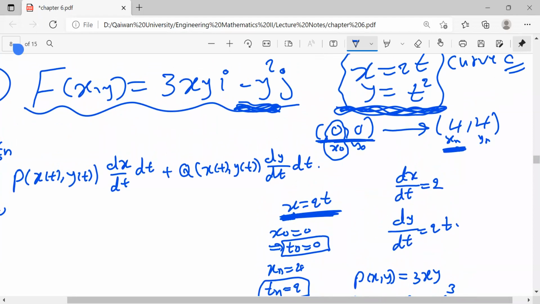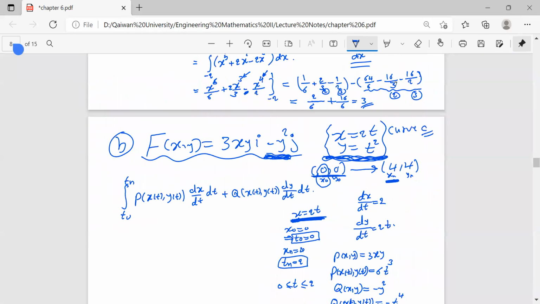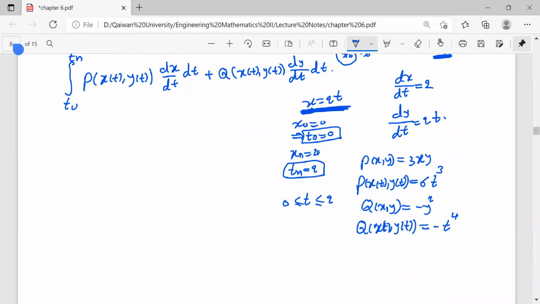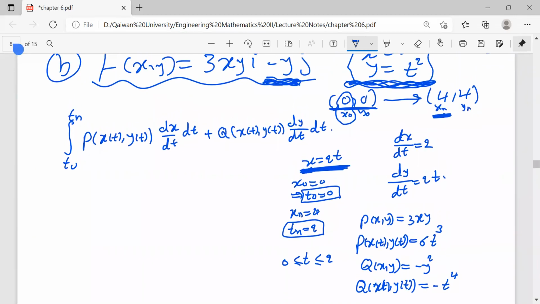Even for y, if we do the same, we get the same result. If we take y to be t squared, y is from 0 to 4. We replace y by 0, then y by 4, and we get that t naught is 0 and tn is 2. Now we replace P of x of t, y of t, dx by dt, Q of x of t, y of t, and dy by dt, and also t naught and tn here.